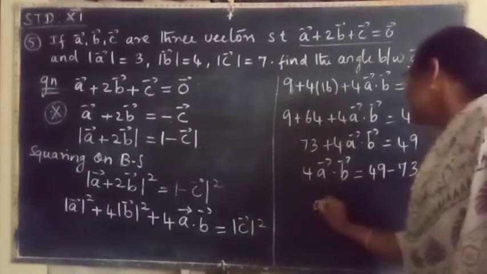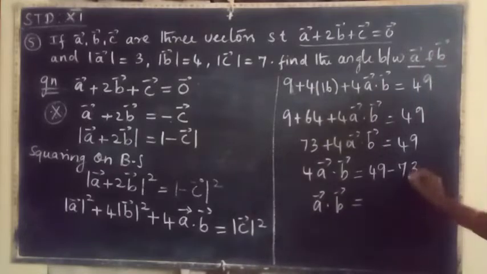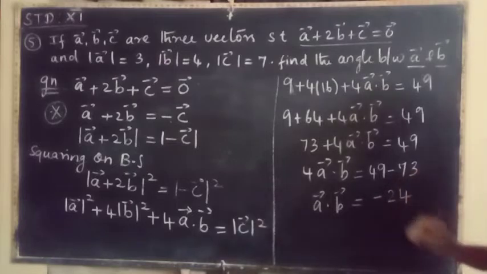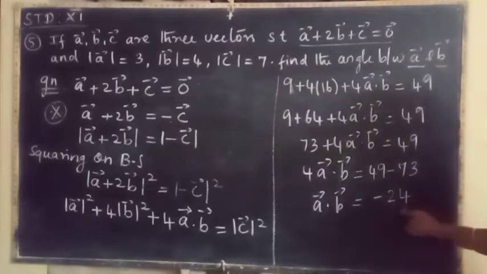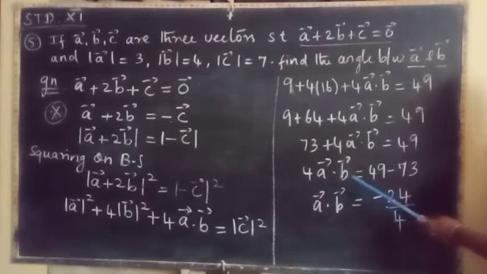Now look into this. A vector dot B vector will be equal to minus 24 divided by 4, because it is 4 into A dot B.